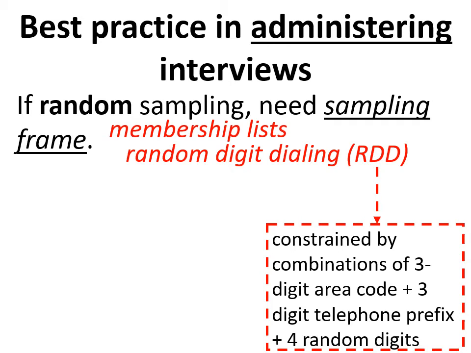And so what they'll do is generate random telephone numbers in which they constrain the area code and then the 3-digit telephone prefix to ones that actually occur in the place where they want to collect the data. Those will still be selected randomly from a limited pool, but then the 4 digits at the end of the number will be randomly selected using a computer algorithm, and that is how you do random digit dialing.